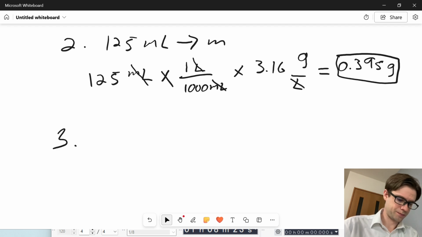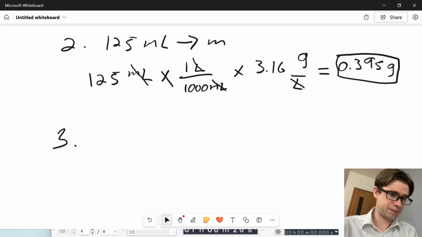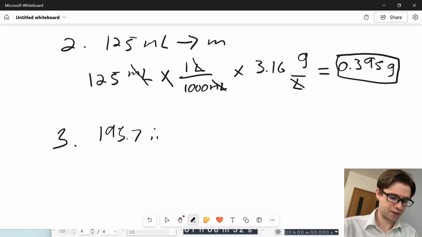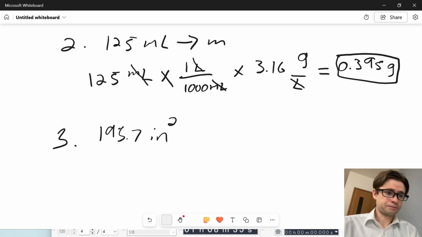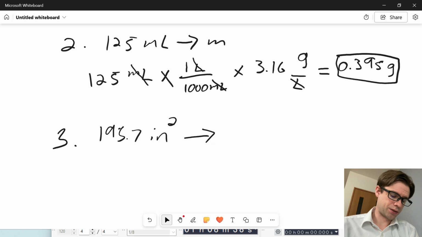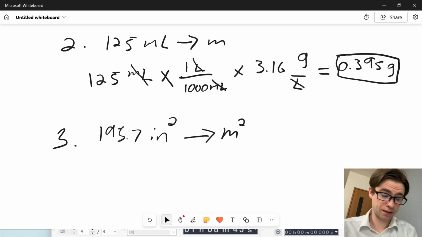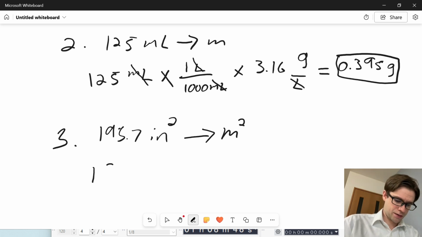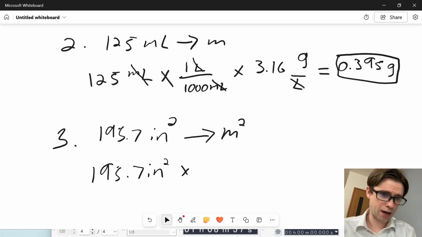Alright, last one, number 3. Quite a challenge. You need a little bit of extra math knowledge perhaps to solve this, but 195.7 inches squared. And we want to bring that to meters squared, another type of area in metric units. So 195.7 inches squared. Multiply by some conversion factor. So what we have in the question is 0.0254 meters per 1 inch.